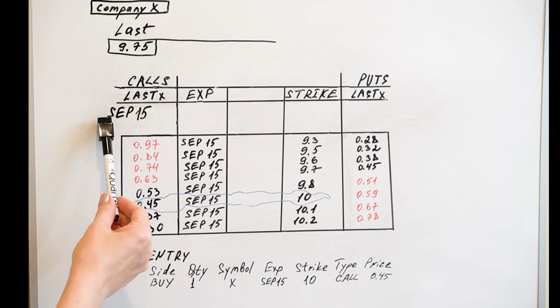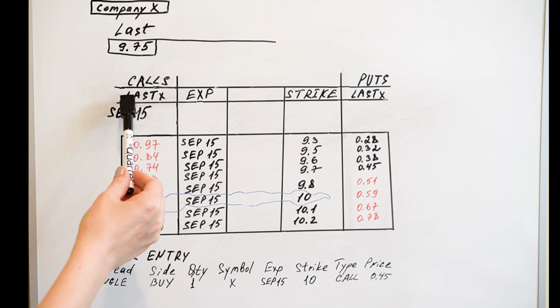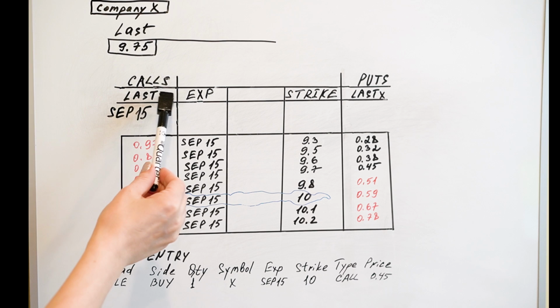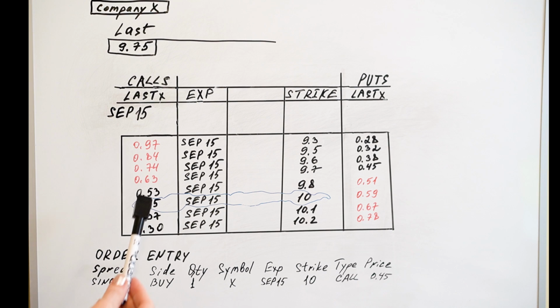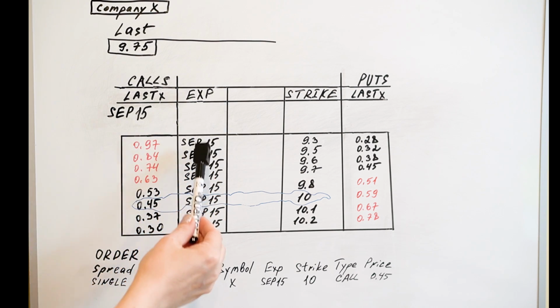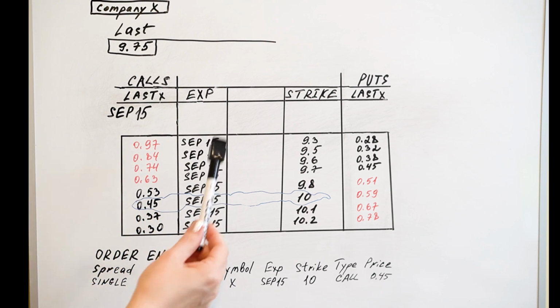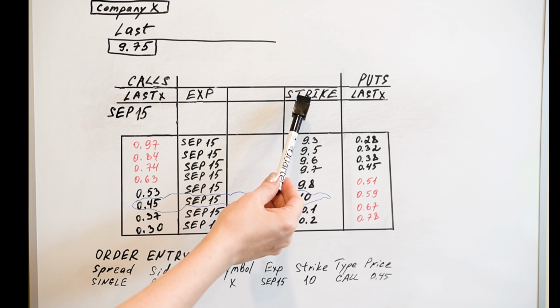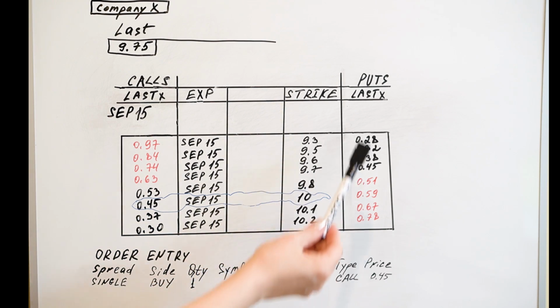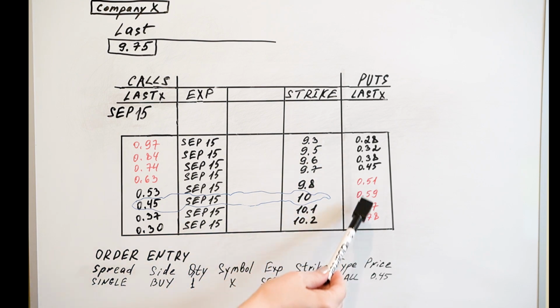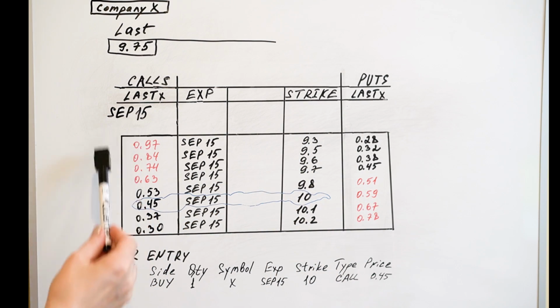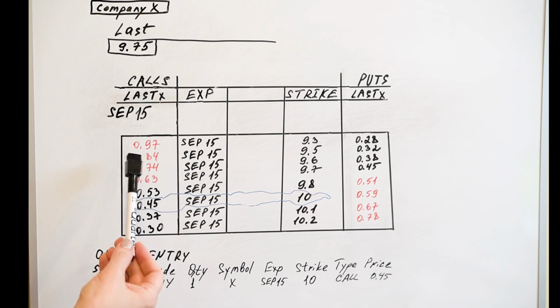Here is the expiration date, which is September 15. Here is the last price for the contract, which is the premium. The expiration date is only September 15, and then the strike prices are here, and the prices for the put options are here.